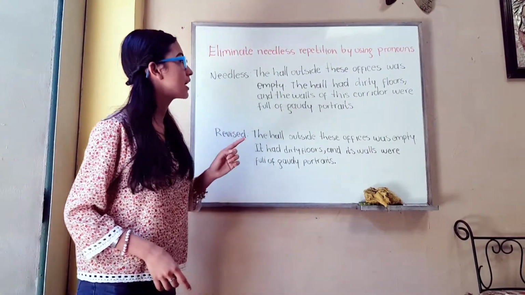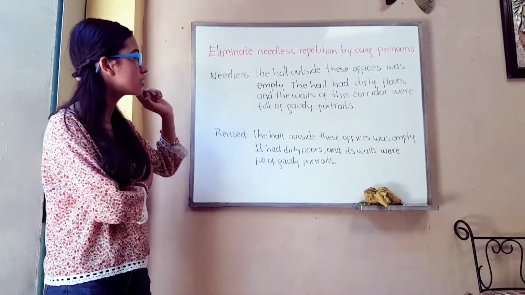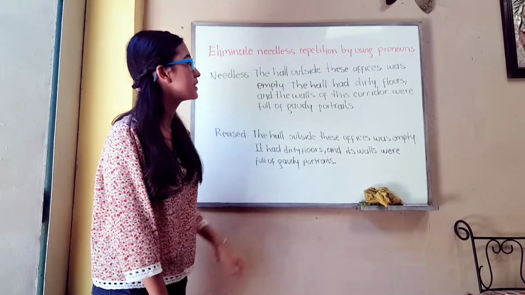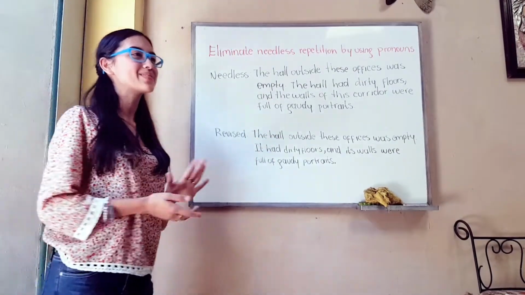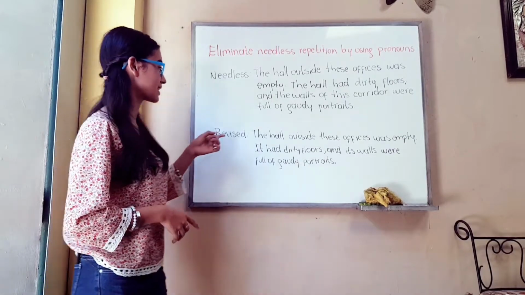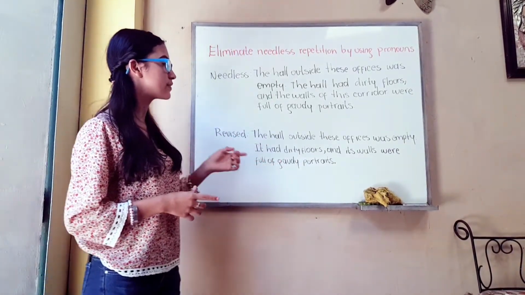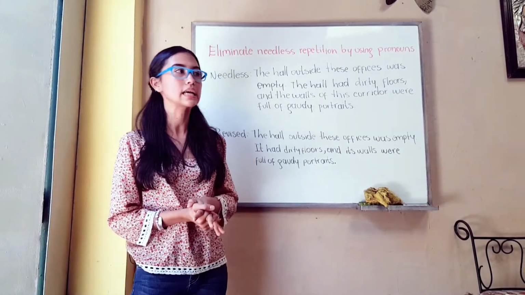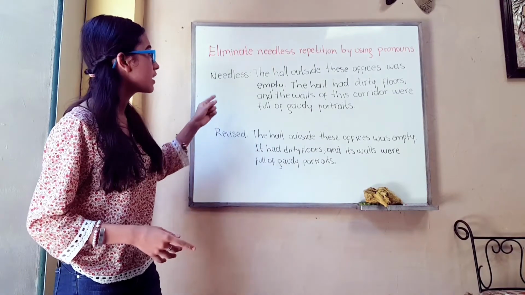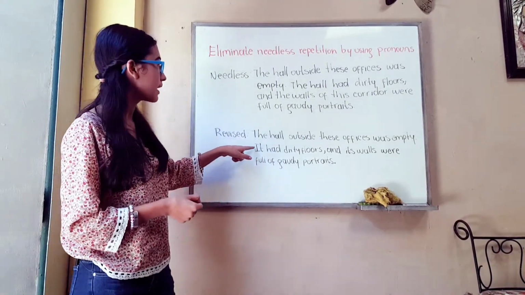The hall outside these offices was empty. The hall had dirty floors, and the walls of this corridor were full of gaudy portraits. Here I have the revised version, that is, the hall outside these offices was empty. It had dirty floors, and its walls were full of gaudy portraits. So as you can see, here I use a pronoun instead of writing the whole subject.